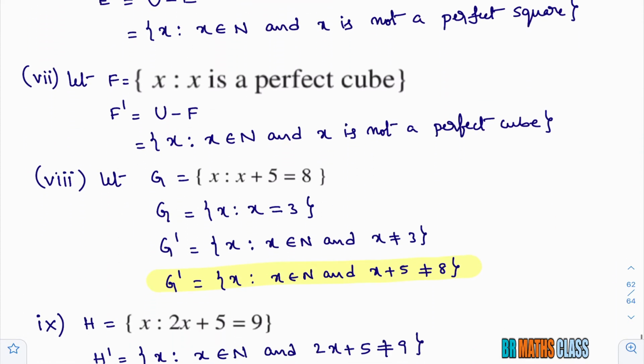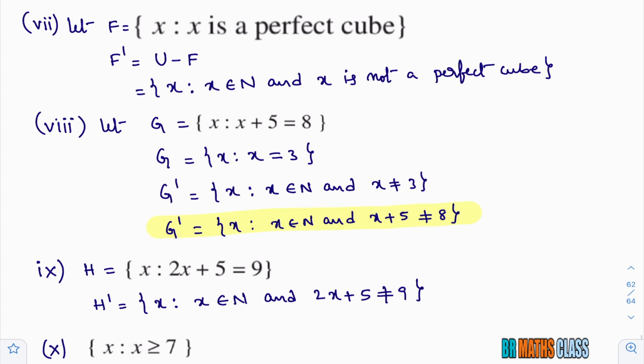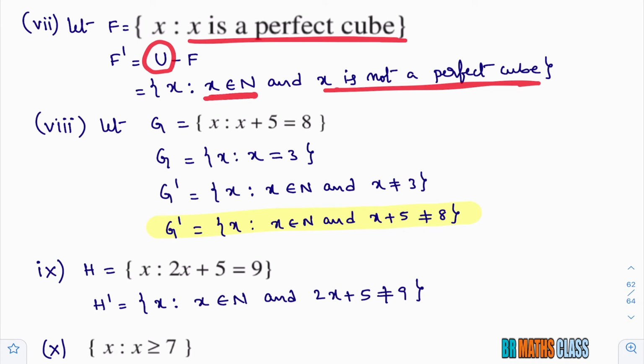You see next bit what they given here. In the question they are saying that X is a perfect cube. I named this set as F. I need to calculate its complement. That means F dash I need to calculate. F dash means U minus F. F dash is also known as not F. Here F is what? X is a perfect cube. F dash means what? Not a perfect cube. Very simple. As all the elements must be present in universal set, in the beginning I will specify that X is a natural number and X is not a perfect cube.